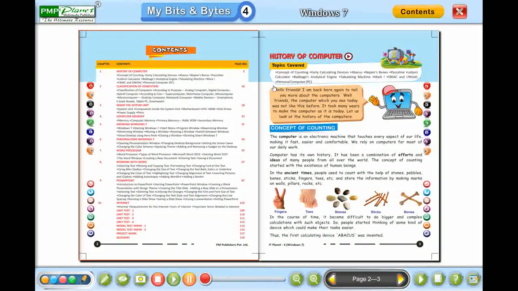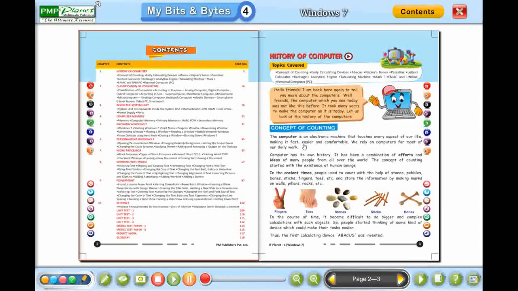First topic is concept of counting, then early computing devices: Abacus, Napier bones, Pascaline, Lagrange calculator, Charles Babbage's Analytical Engine, Tabulating Machine, Mark I, ENIAC and UNIVAC, personal computer. Dear children, as you know, you are in new class. Some more interesting facts about computer.